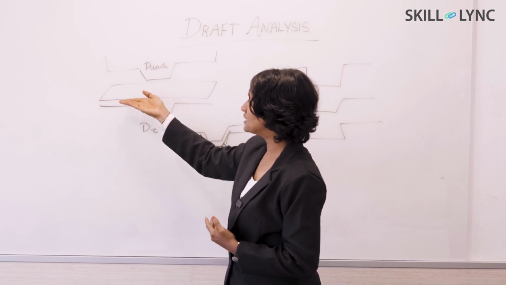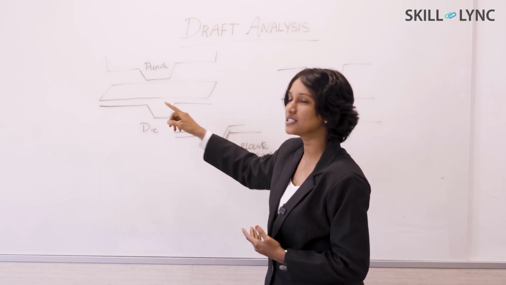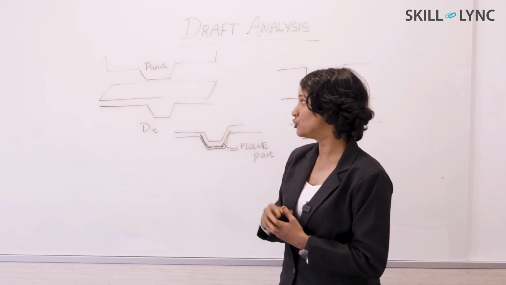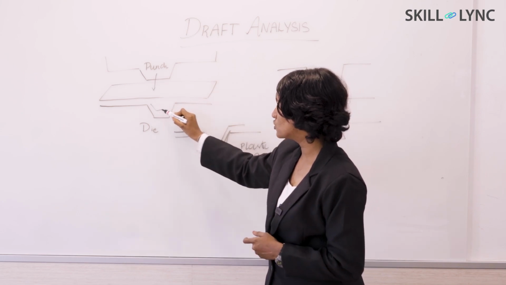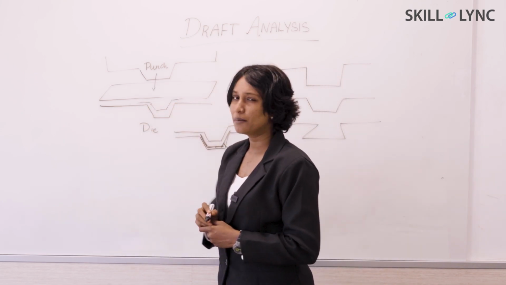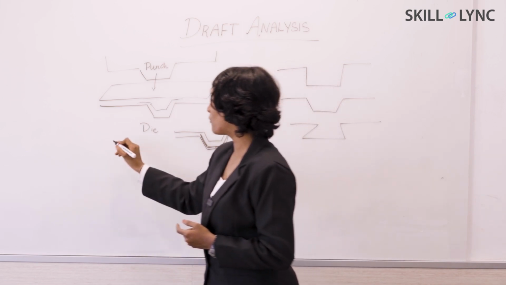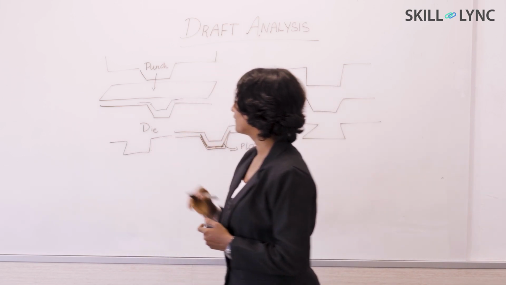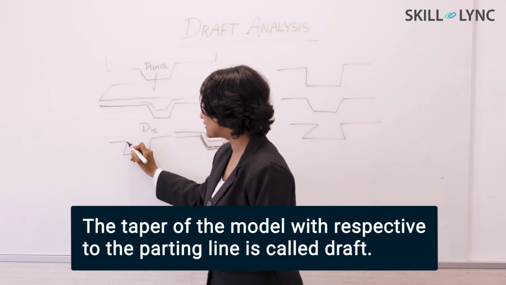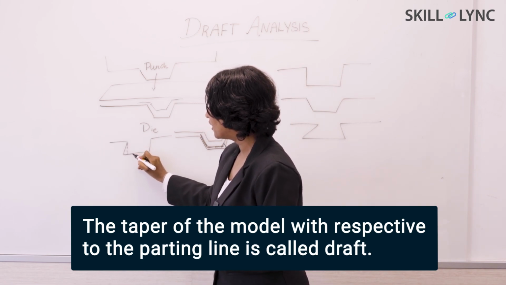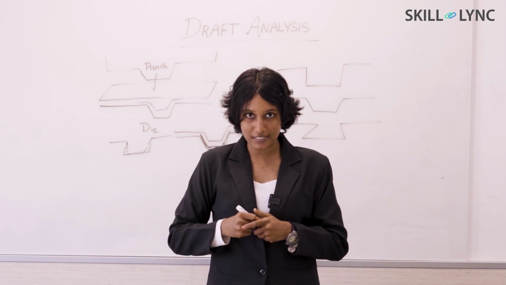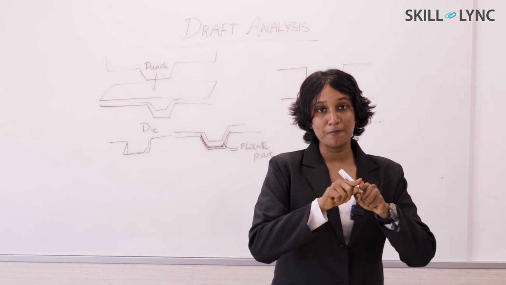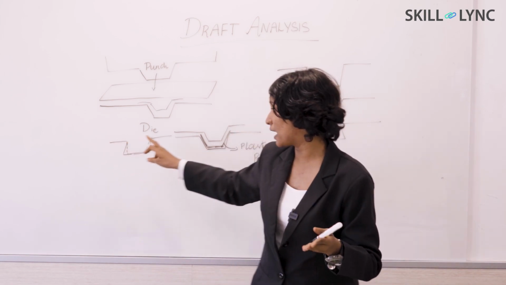When a sheet metal is placed, and let us consider this is how our desired model should look like, the punch will push this sheet metal into the die so that our resulting model would look like this. But what if our model is like this? This amount of taper of our model with respect to the parting line is called draft. Draft is the amount of taper perpendicular to the parting line.